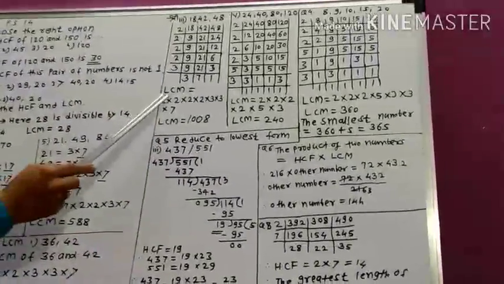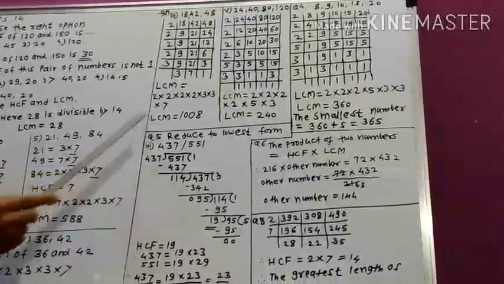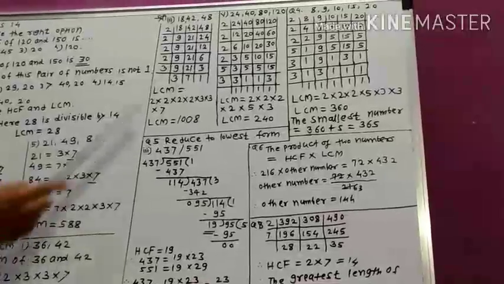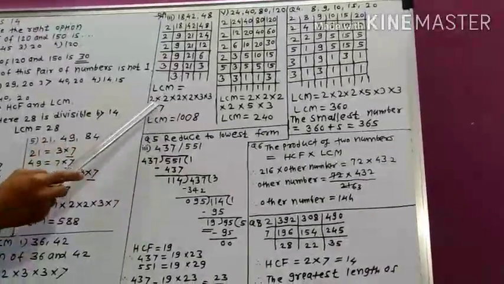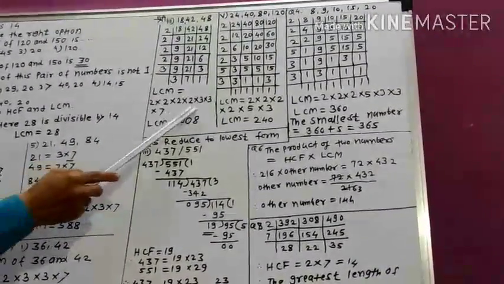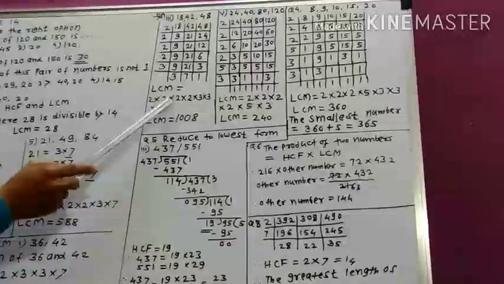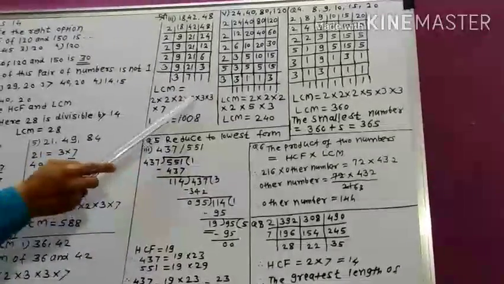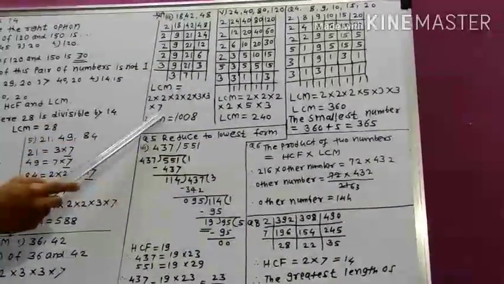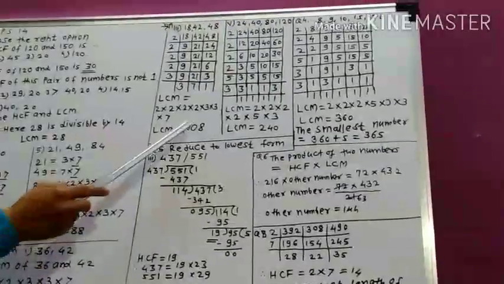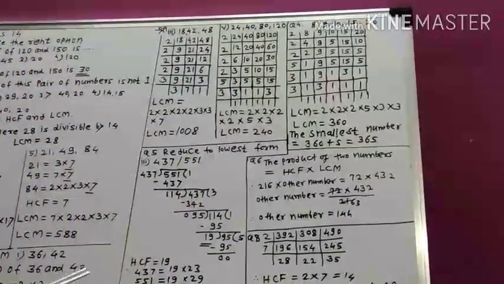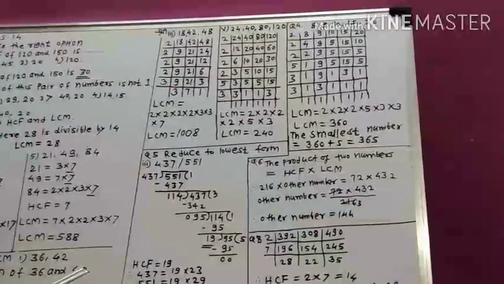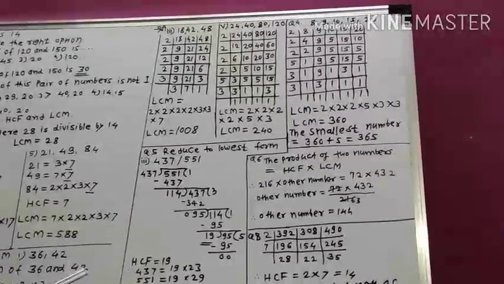To calculate LCM, take the product of common prime factors and non-common prime factors. In this way, when we take the product of all these numbers, 2 into 2 into 2 into 2 into 3 into 3 into 7, we get product 1008. Therefore, 1008 is the LCM of these three numbers.